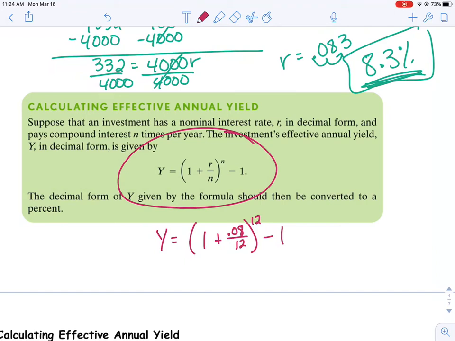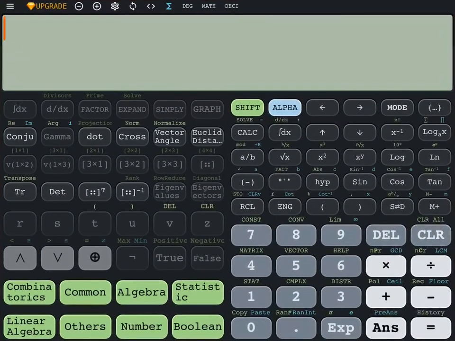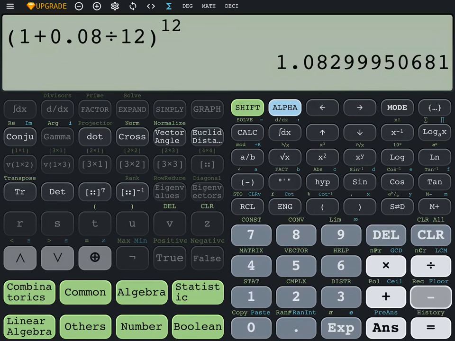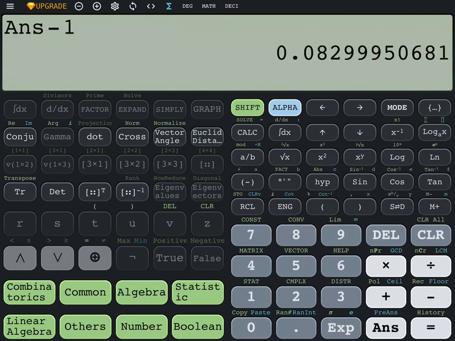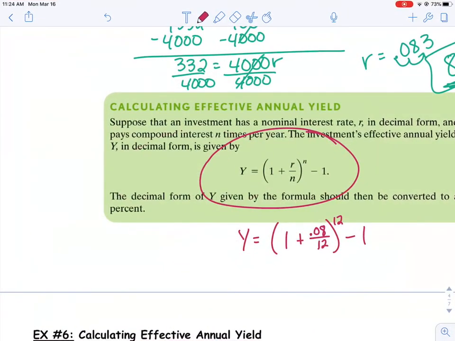So as long as I plug in all the information from the compound account into this formula, and I calculate it with my calculator, that's going to tell me what simple interest, my effective annual yield, would be for Bank B. Let's put it in our calculator and see what we get. So I have parentheses, 1 plus 0.08 divided by 12, parentheses, raised to the 12th power equals, and then minus 1 equals. I ended up getting 0.08299.